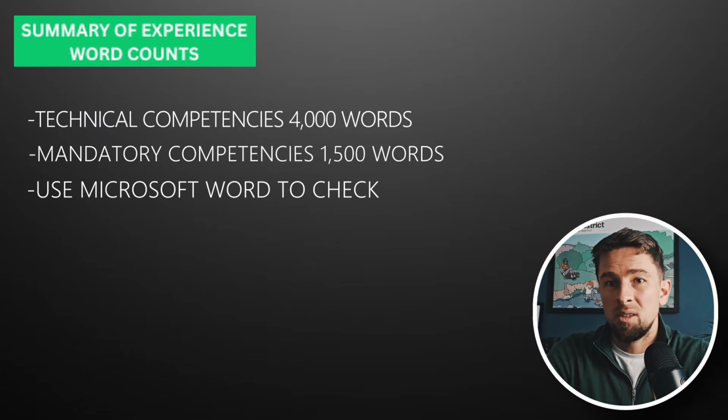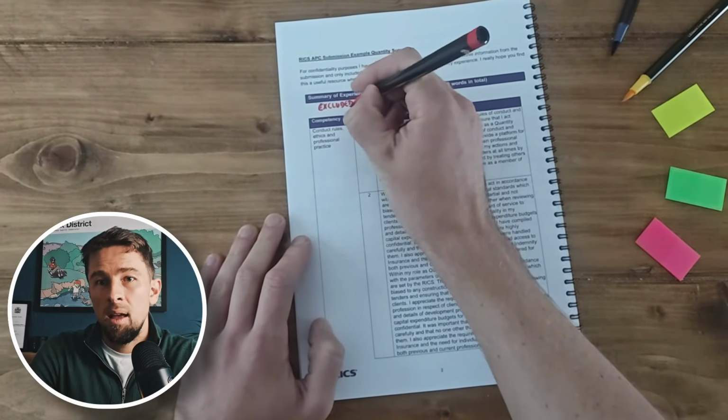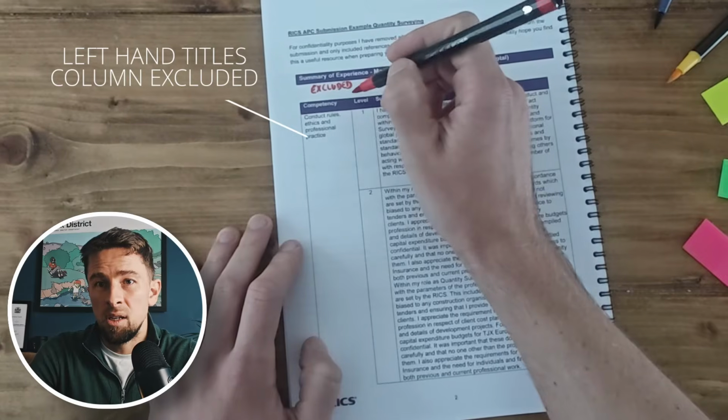This is where it becomes extremely important for candidates to use the exact same software to make sure there are no discrepancies. And in terms of which elements of the summary of experience are included or excluded, titles of the competencies written in the left-hand column of the summary of experience are excluded from the word count total, as are the references to the level of competency that is being achieved.